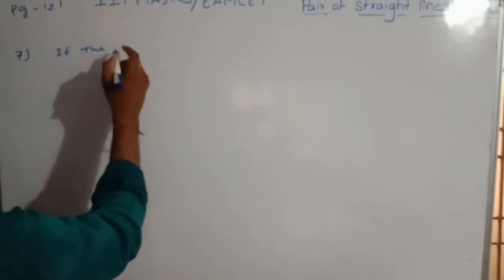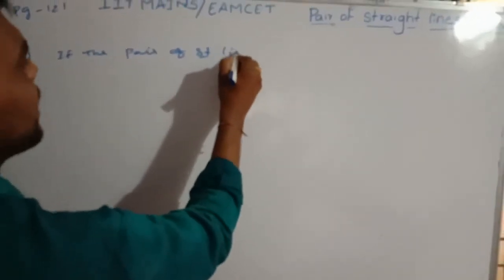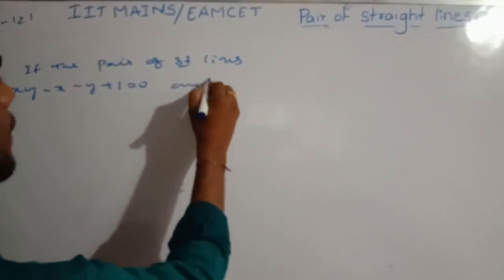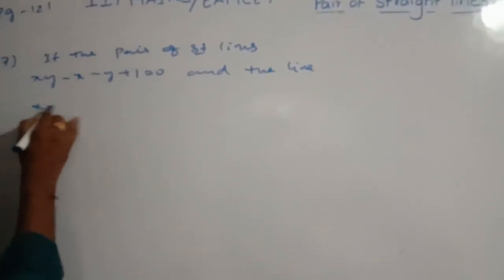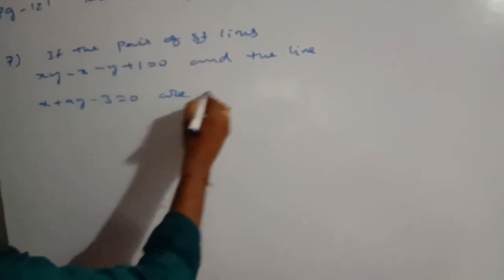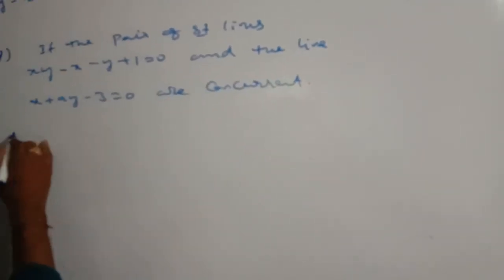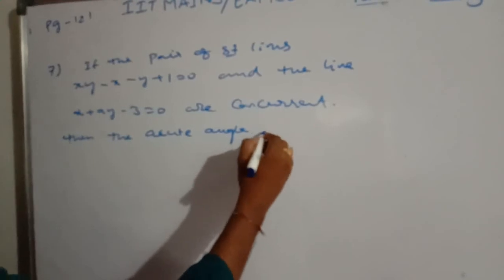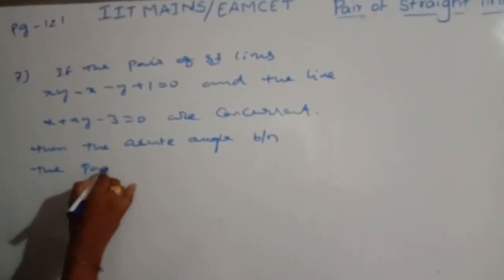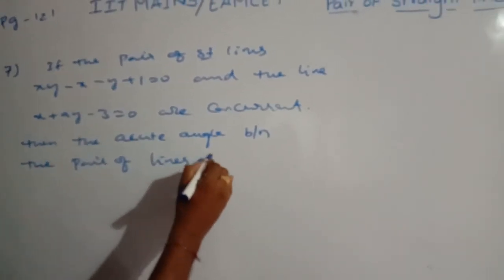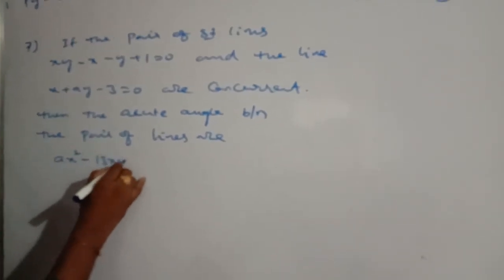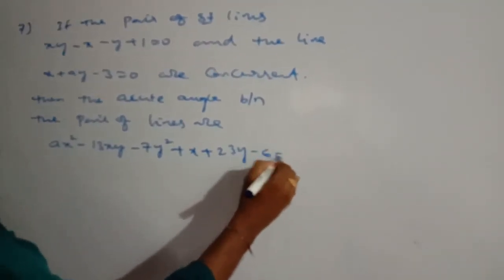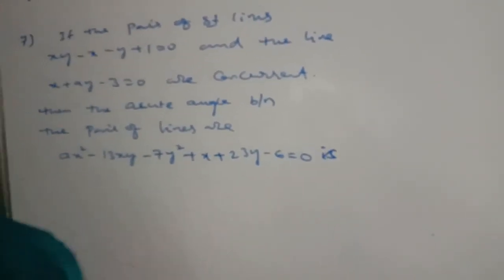The pair of lines, if the pair of straight lines xy minus x minus y plus 1 is equal to 0 and the line x plus ay minus 3 is equal to 0 are congruent, then the acute angle between the pair of lines ax square minus 13xy minus 7y square plus x plus 23y minus 6 is equal to 0 is, find the angle.